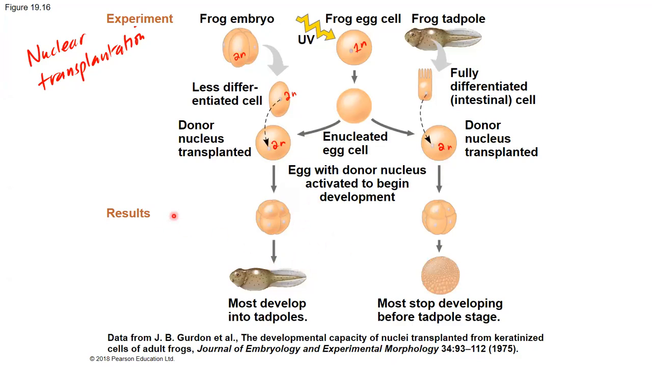So again, the results of this experiment indicated that fully differentiated cells can direct the development of the frog embryo into a tadpole, which means these fully differentiated cells have all the genes necessary for making a whole organism, and they do not lose any genes during the differentiation process. But at the same time, the results indicated that the more differentiated the cell, the less likely its nucleus is going to allow the full development of the embryo into the tadpole stage. The less differentiated the cell from which the nucleus was taken during the nuclear transplantation, the more likely the resulting embryo will develop into the tadpole stage. Okay.